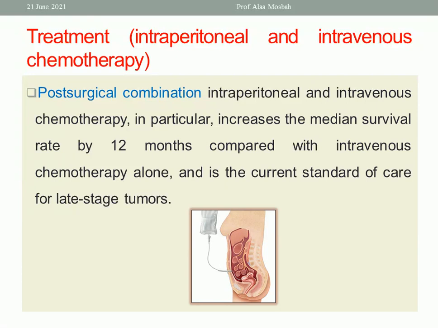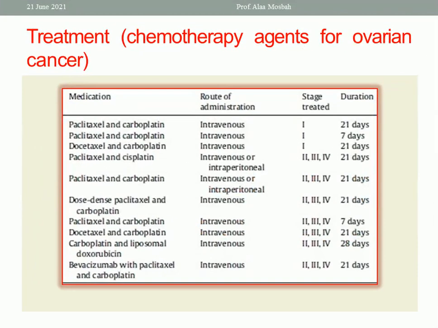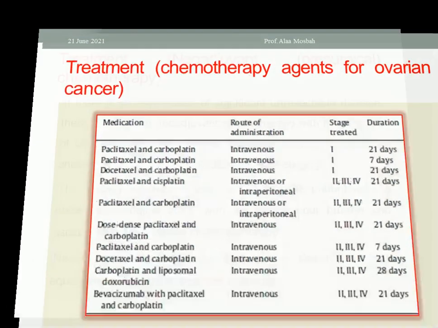So, another line of treatment is intraperitoneal and intravenous chemotherapy. This therapy increases the median survival by 12 months compared with intravenous chemotherapy alone, and is the current standard of care for late-stage tumors. This is an example of different chemotherapy.